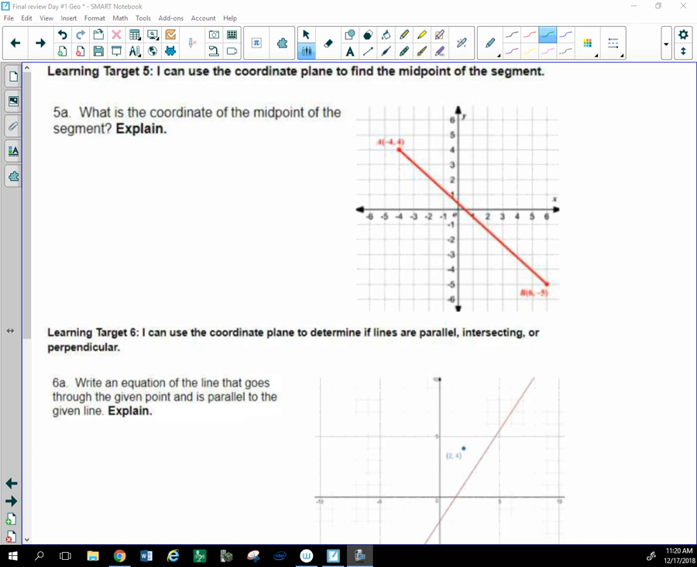Welcome back to page 3 of the final review. These next couple of questions deal with the midpoint and then the equation of a line.